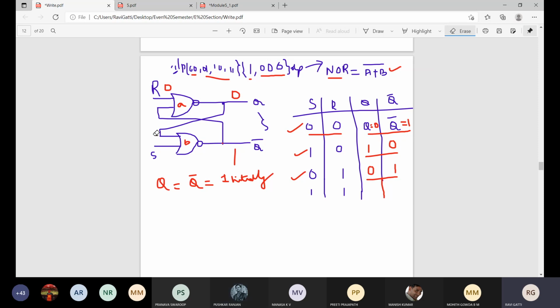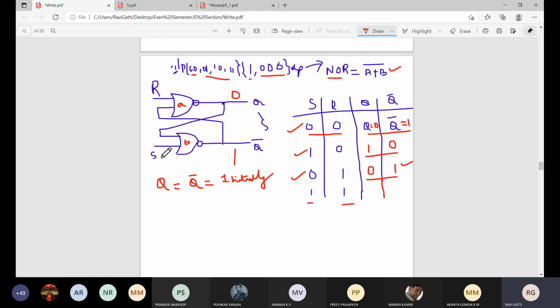Okay. Now there is one last configuration. So what is this last configuration? When S is equal to 1 and R is equal to 1. Let us take that Q and Q bar are holding the same value, because 0 and 1 is there, so it is holding the same value. Now let us try to understand.